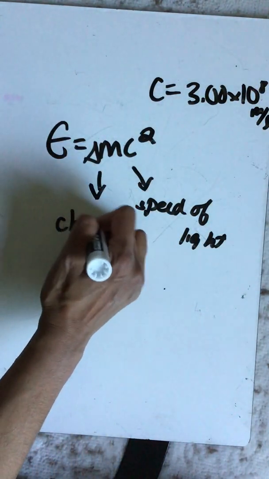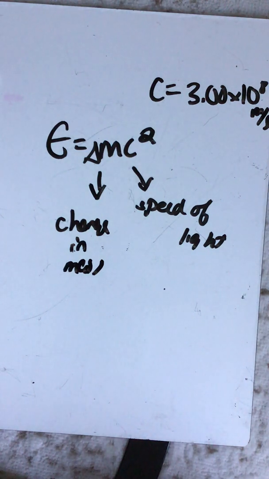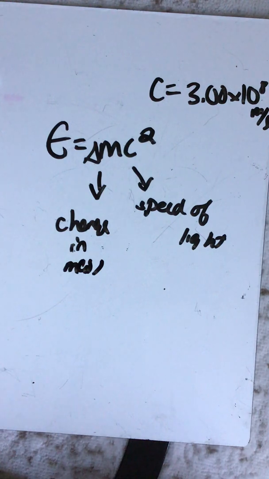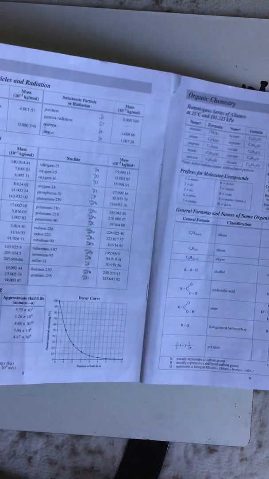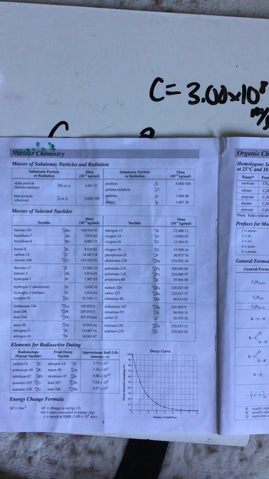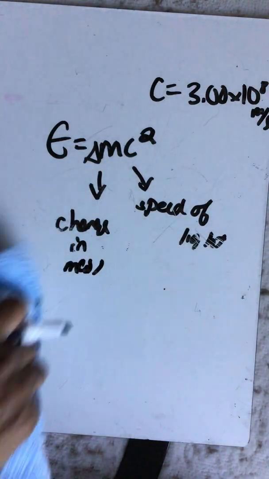This just tells you it's the change in mass. Basically, Einstein came up with this equation that you release energy if you have a change in mass times the speed of light squared. So a change in mass will create an energy release. And what you have to do for this equation, it's so easy, is use page 8 in your periodic table. You're going to be using that table. So let's just do one together and you'll see how easy it is.